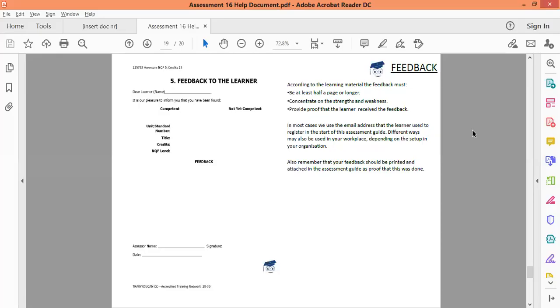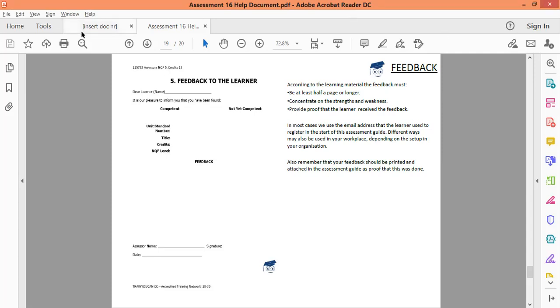Okay, so the feedback and the review, the last two processes of the assessment pack, I'm going to do in one video because both are very, very short. Now, let's start with the feedback. We've done the planning, we've done the prepare, we've done the conduct where we've completed the different assessments with the learner. We've done the judgment to find out if the learner is competent or not yet competent. But now we need to provide feedback to the learner.